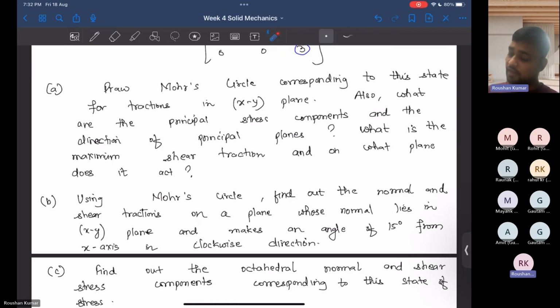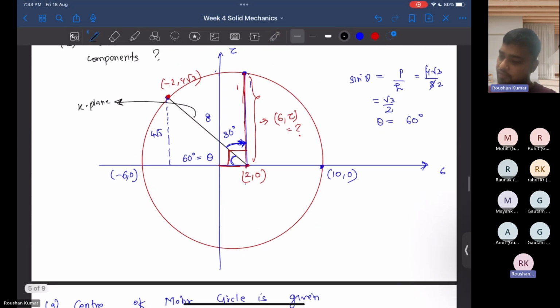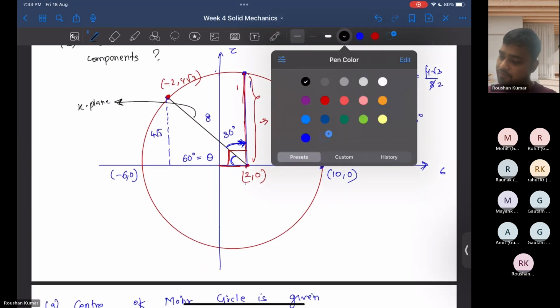So it says that using Mohr circle, we have to find out the normal and shear traction on a plane whose normal lies in the xy plane and makes an angle of 15 degrees from the x-axis in the clockwise direction. So in Mohr circle, what does it mean? In Mohr circle, the angle basically becomes double. That means the xy plane in the Mohr circle makes an angle of 30 degrees from the x-axis in the counterclockwise direction. So the plane that we are talking about is that plane.